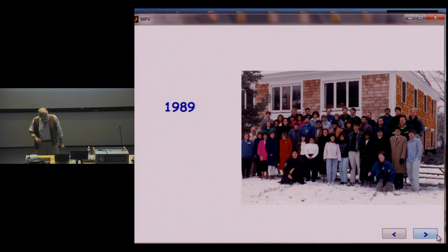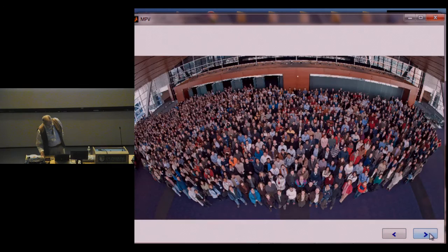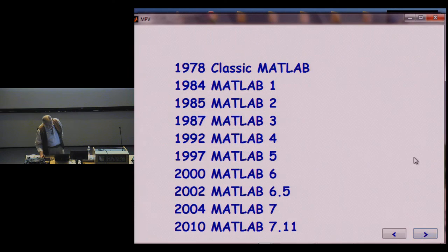There was MathWorks in 1989 when we had 2 to the 5th people. Here's me over on one side, Jack Little on the other. Here's part of the company in Boston Convention Center a couple of years ago. Here's our headquarters on Route 9 in Natick. Here's the list of MATLAB versions over the years. There's no explanation for the relationship between the version number and the year. We're now at 7.11. I don't know when we'll get to 8.